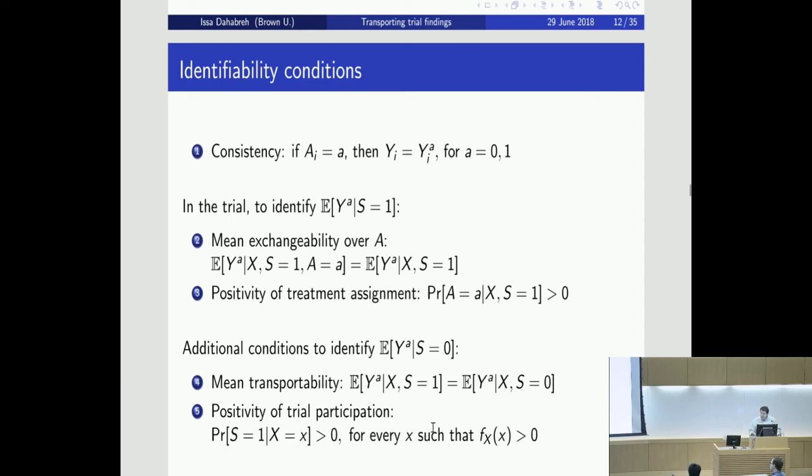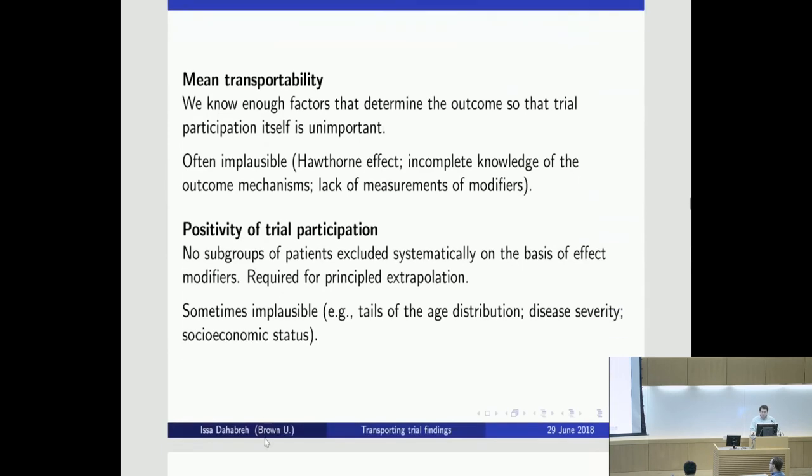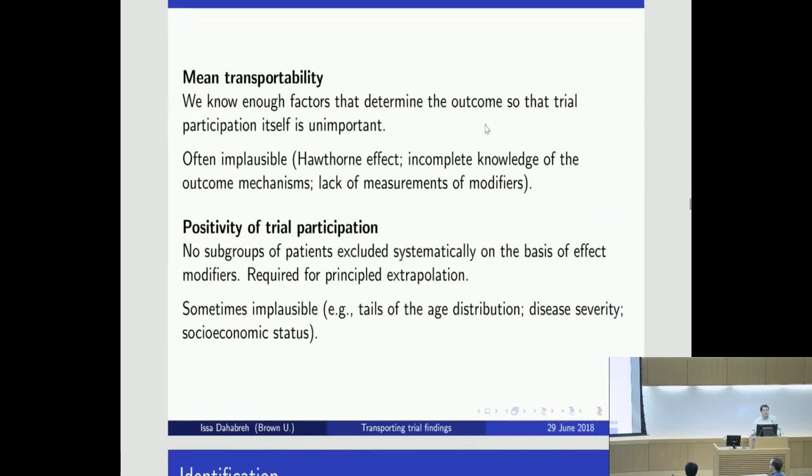Okay. So now, these are the big assumptions the methods I'm going to introduce depend on, okay? So the first one is a kind of transportability of the conditional potential outcome mean from the trial to the target. Okay, and we'll critique that one in a little bit. The fifth one, the last one, is that there is no covariate value that's important for mean transportability that makes you unlikely to be in the trial, right? So basically, we cannot transport from the trial to people who are completely ineligible for the trial, okay? So these two assumptions are the critical assumptions for the method. Informally, mean transportability means we know enough covariates to determine the outcome so that trial participation itself doesn't give us information. I'm a little informal here.